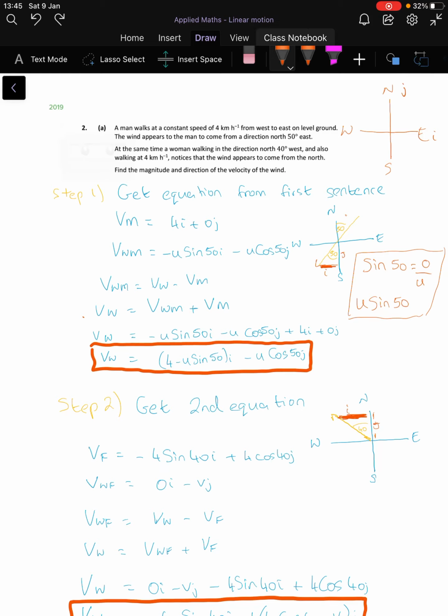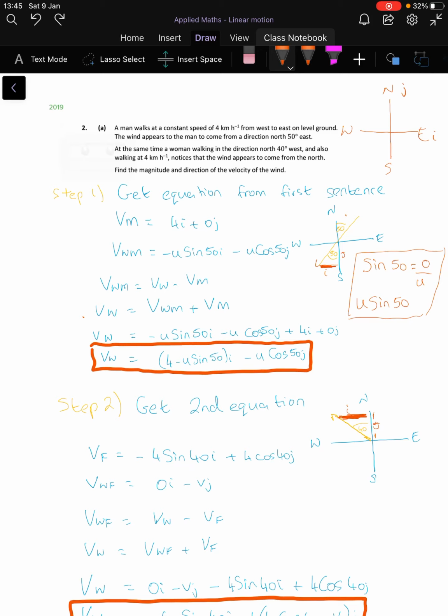I now have to look at the second piece of information from up here, and it says that she notices that the wind appears to come from the north. So it's coming from the north, that means it is going south. If it's going south, it means it's a minus value, and if it's going south, it's a minus j value. So in this case, there are no i values. So here, the velocity of the wind relative to the woman, so the way that the woman is seeing it, is 0 i's minus v, a different speed because we don't know the speed that she thinks the wind is going at, and then j.